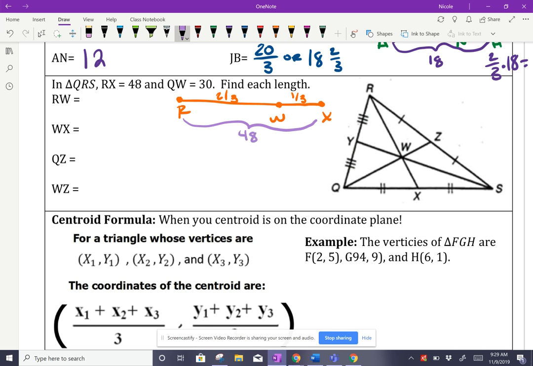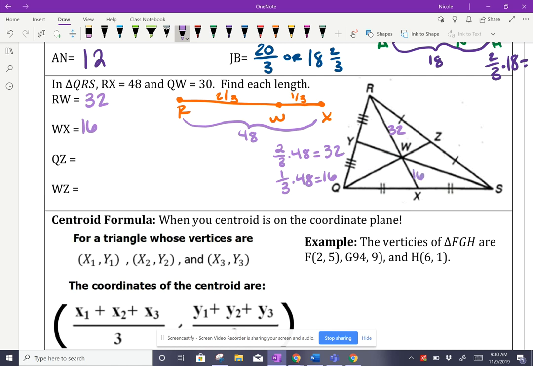And I want to find RW, which is 2/3. So 2/3 times 48. So I can do 2 times 48, which is 96, divided by 3 is 32. So RW is 32. So you can either subtract 48 from 32 or do 1/3 times 48 to get XW, which gives us 16. So this length is 32, this length is 16.